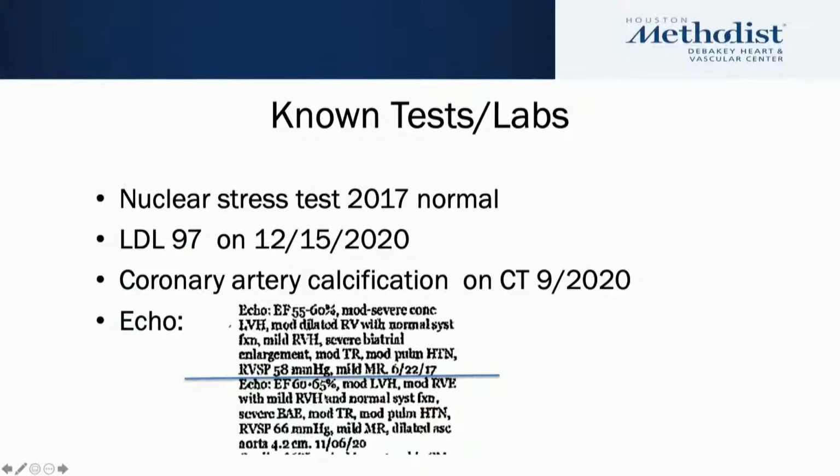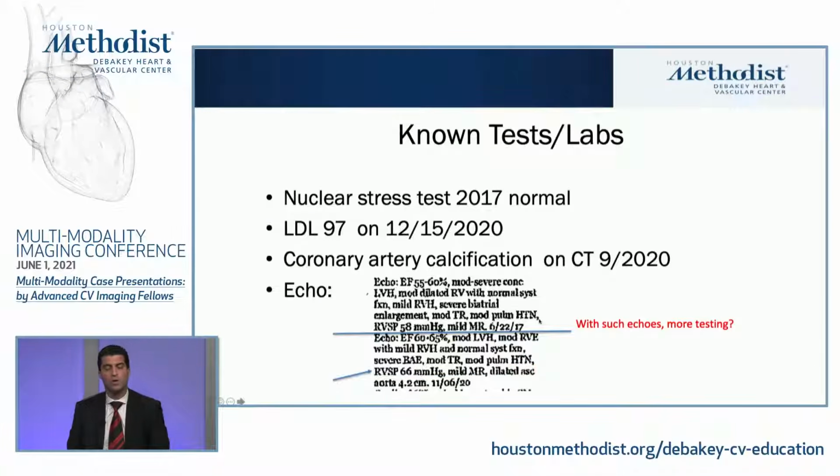With that being said, they show nearly the same: a normal EF, moderate LVH, mild RVH, normal systolic function, moderate RV enlargement, severe biatrial enlargement, moderate TR, and pulmonary hypertension with an RVSP of 66. So just as a clinician at this point, when you have such an echo and such symptomatology, would you suspect something?